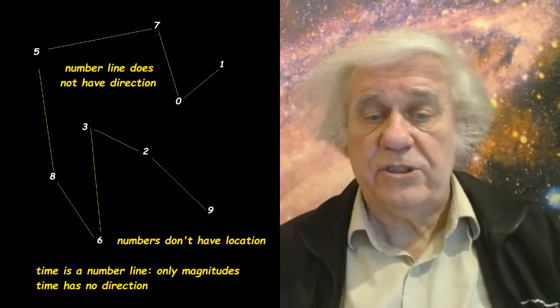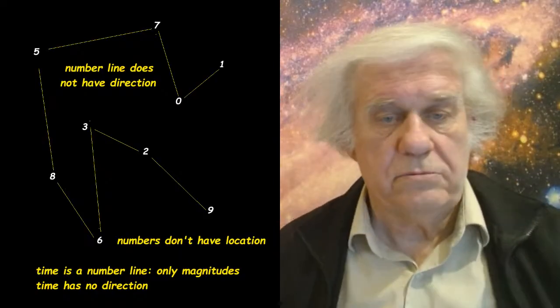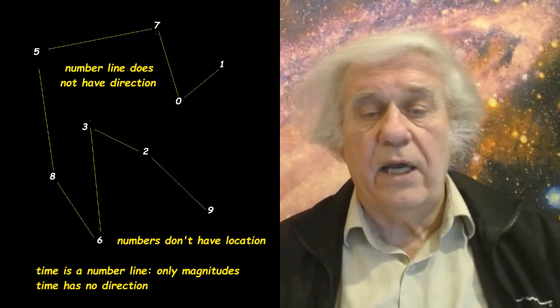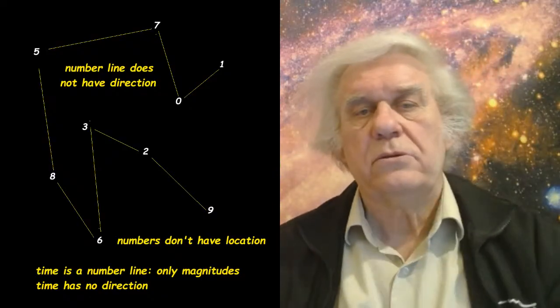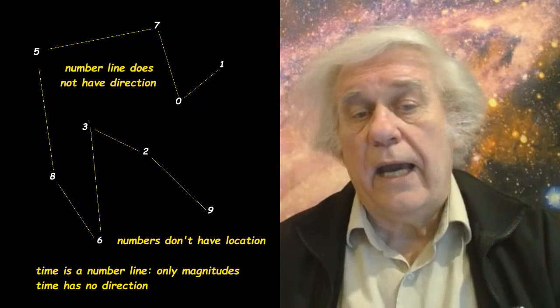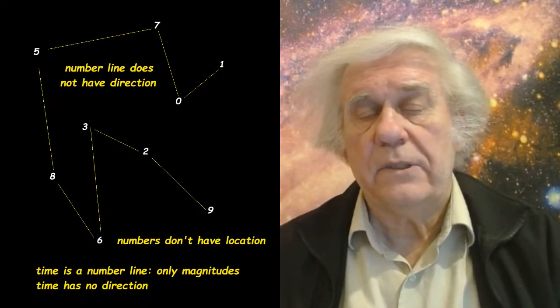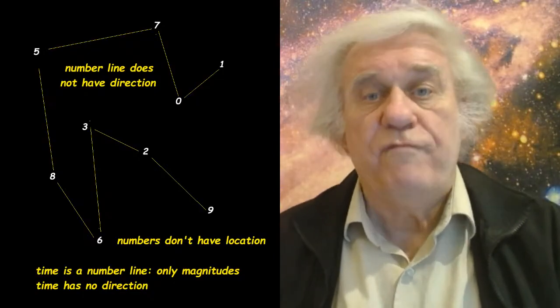Number line does not have direction. Numbers don't have location. Okay. Time is a number line, only magnitudes. And time has no direction. Okay. So, yeah, I mean, time does not have direction, so it doesn't move forward.